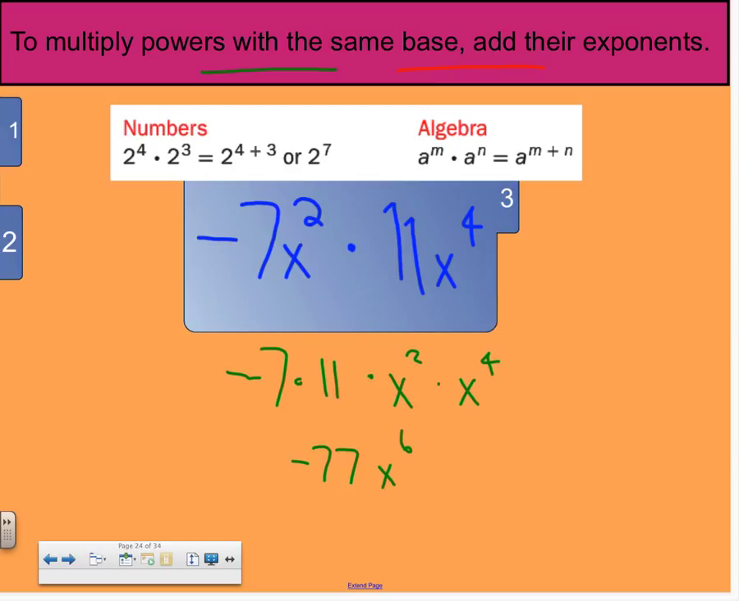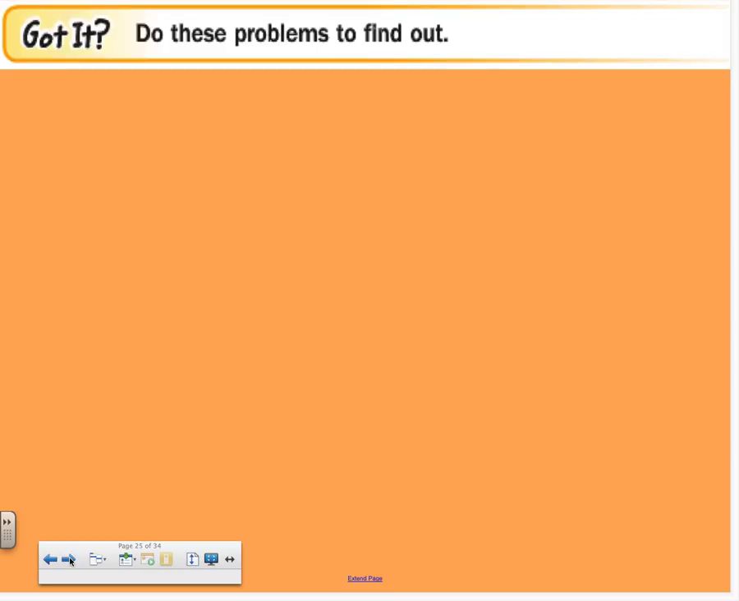A couple things to remember. When you're multiplying bases that are the same, you can add the exponents. Remember that if you don't see the exponent, it is 1. And also, if your bases have a coefficient, you can multiply those coefficients together. Go ahead and start on the got its at the bottom of page 24.